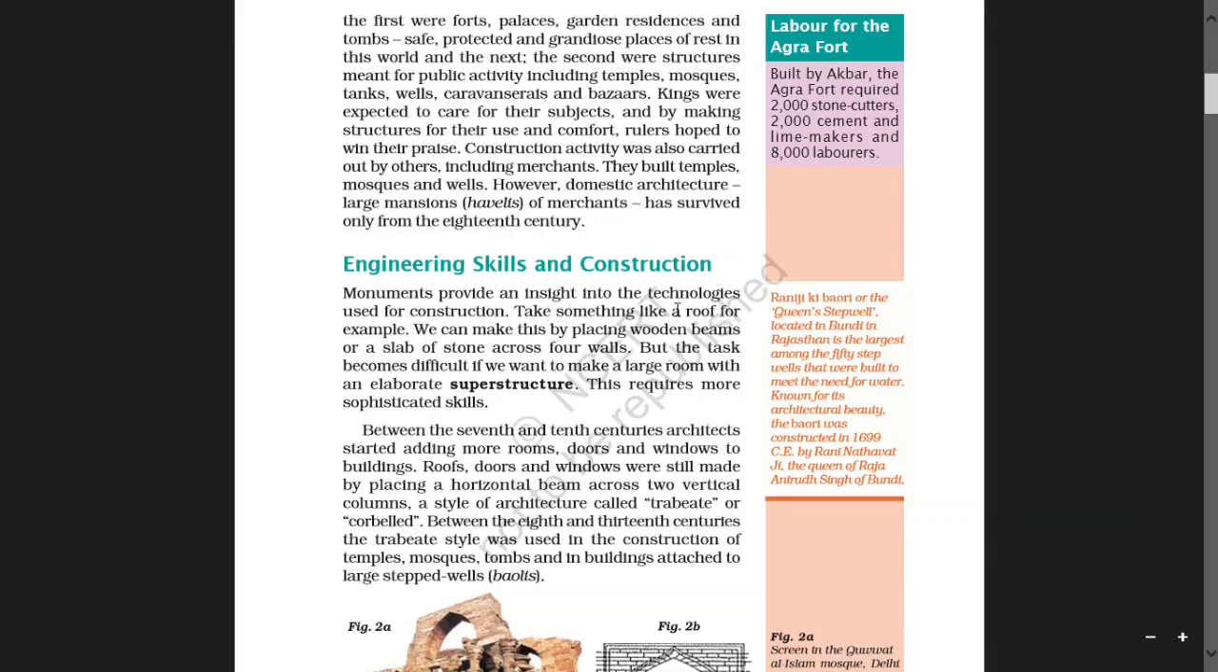Take something like a roof, for example. We can make this by placing wooden beams or a slab of stone across four walls. But the task becomes difficult if we want to make a large room with an elaborate superstructure.